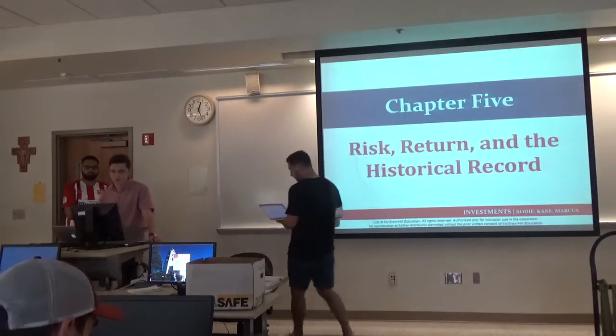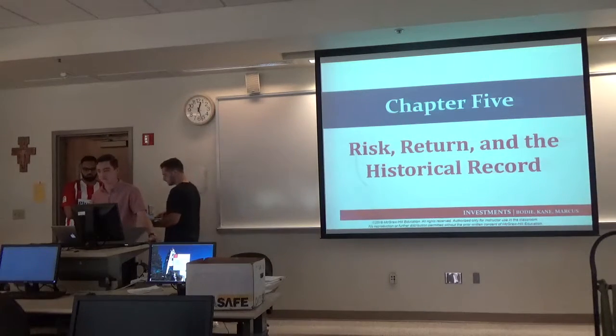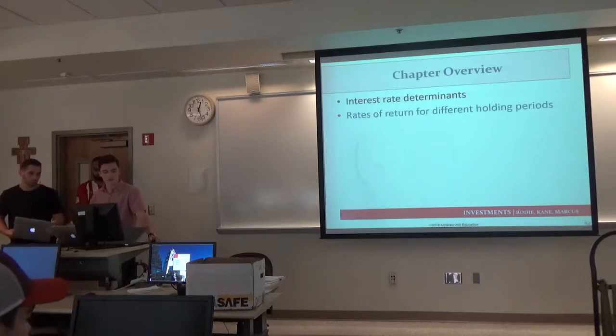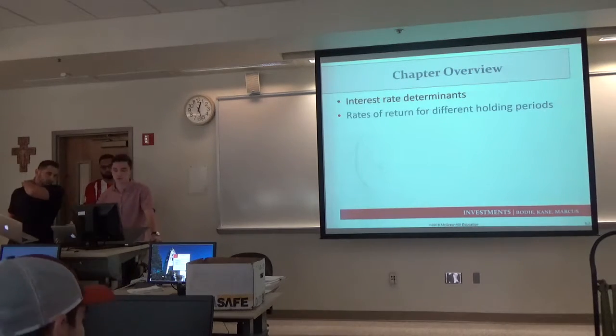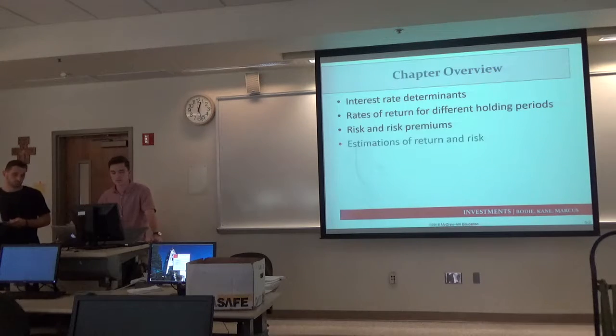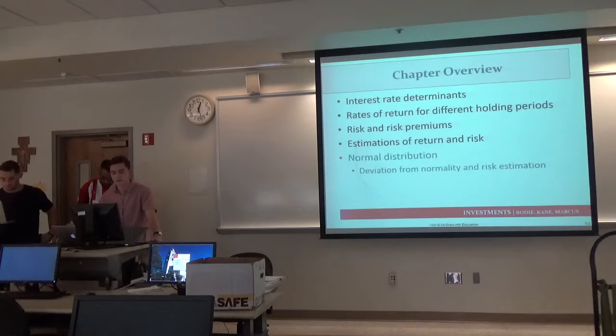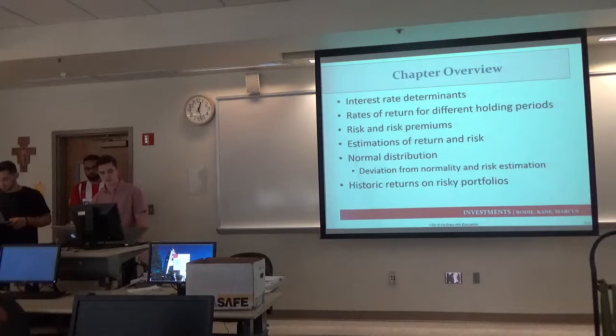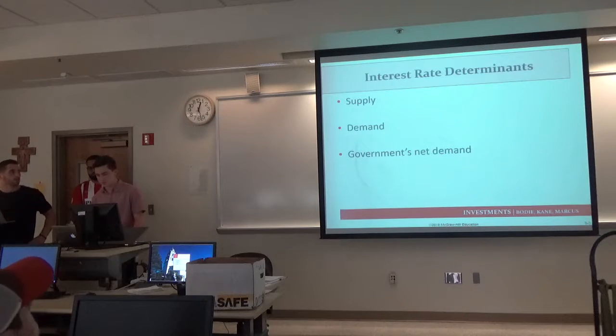All right, so we're presenting chapter 5 on risk, return, and the historical record. We're going to be going over interest rate determinants, rates of return for different holding periods, risk and return premiums, estimations of return and risk, normal distribution, and historic returns on risk and portfolios. So, starting off with the interest rate determinants.